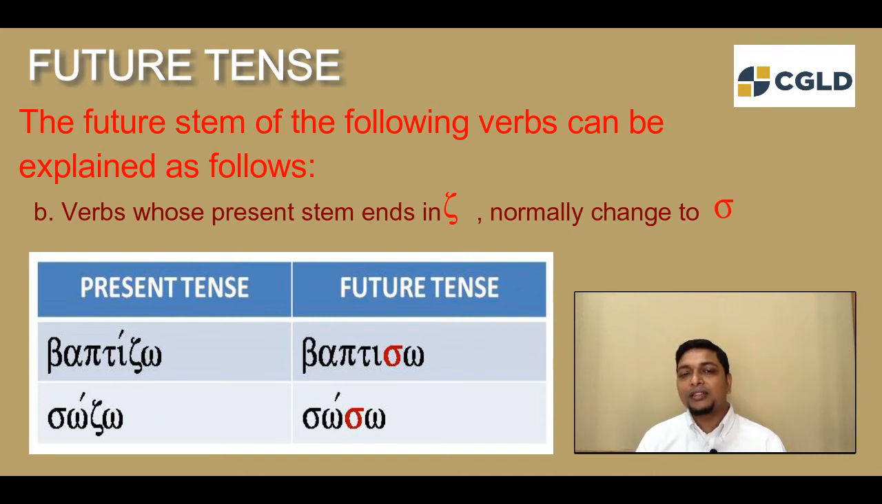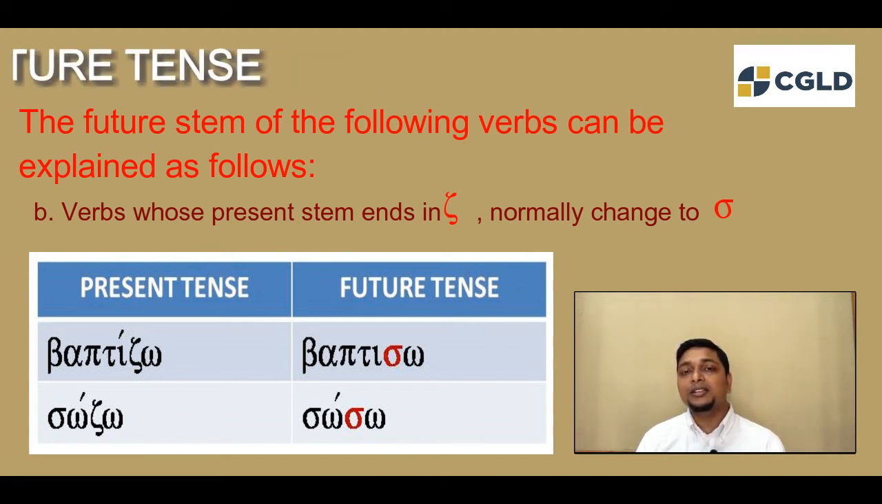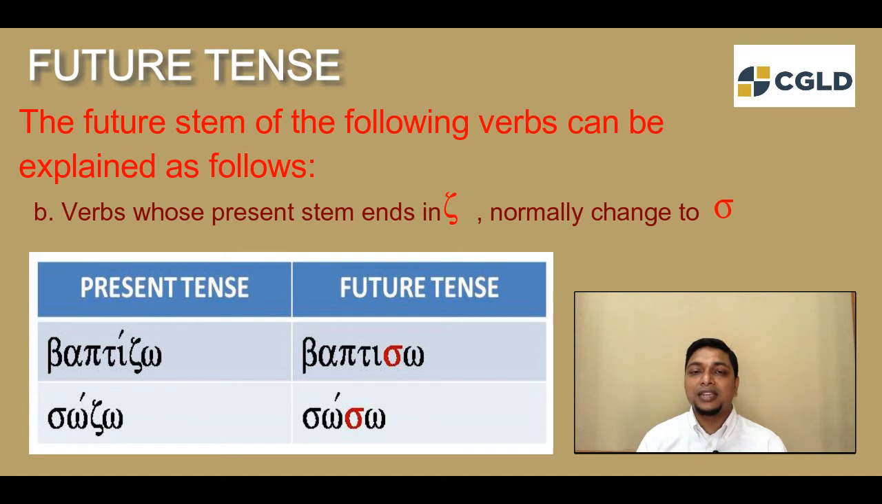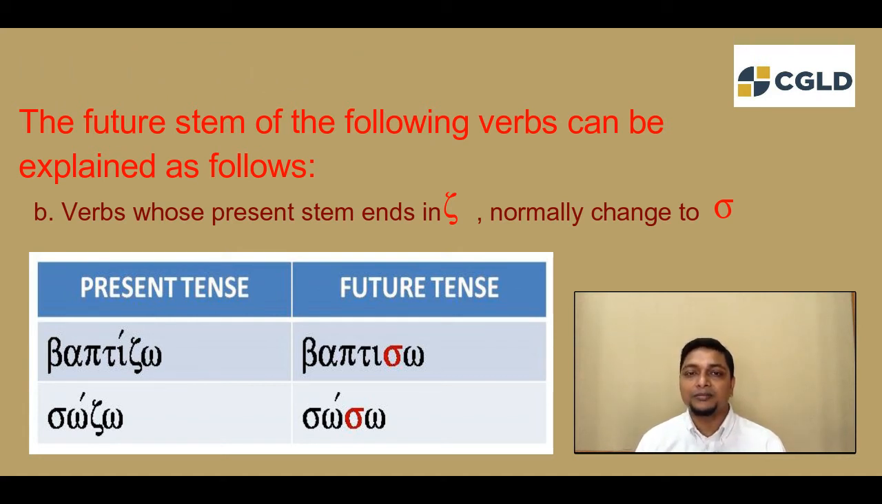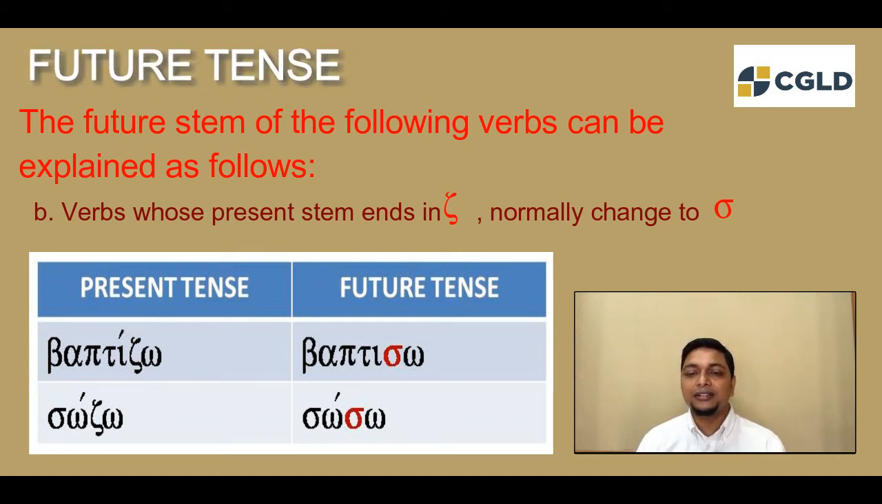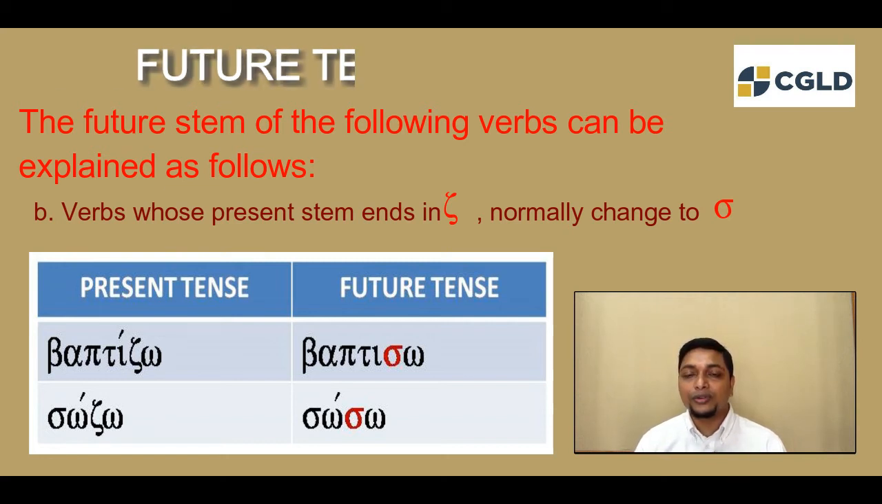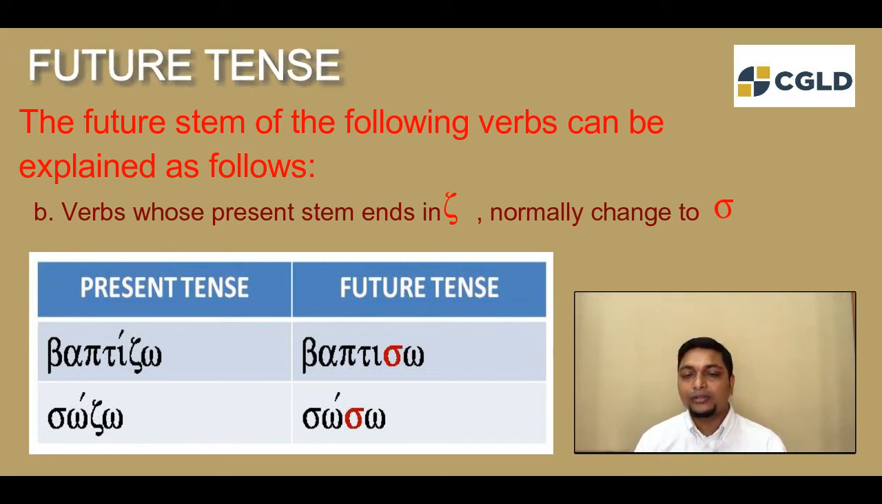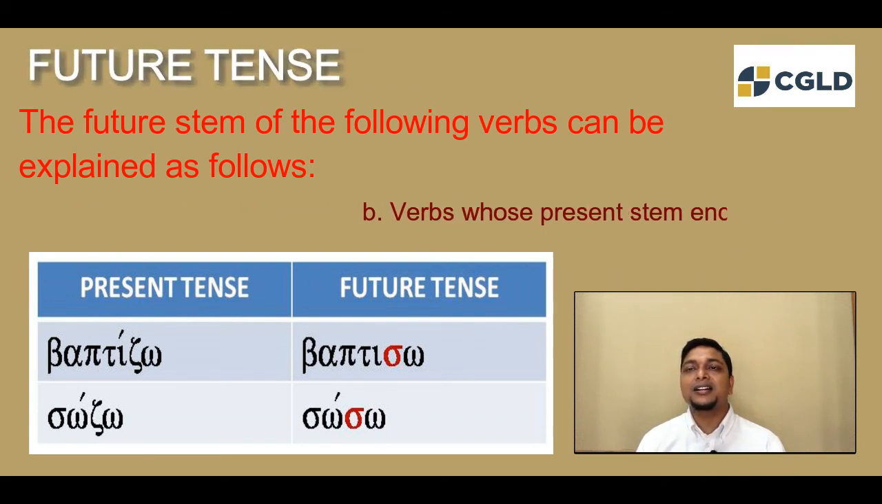Now, baptizo, in its present stem, has a zeta there. But in the future, when it appears in its future form, that zeta is replaced by a sigma. Did you notice that? The word sozo. Sozo in its present stem contains a zeta in it. But when it is appearing in its future form, the zeta is replaced by a sigma.